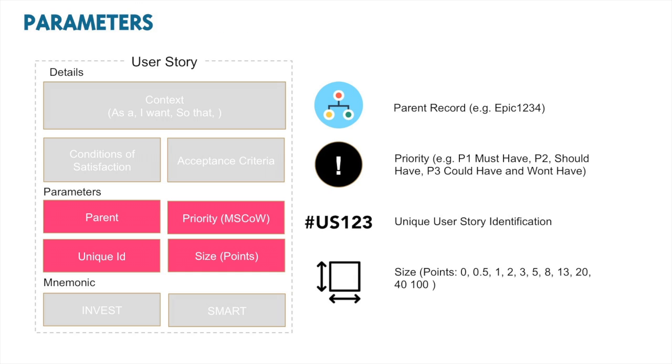The parameters. User stories have a number of associated parameters. The core parameters are a parent record, e.g. the epic or feature, a priority, a unique reference number, an implementation effort, in the form of points.